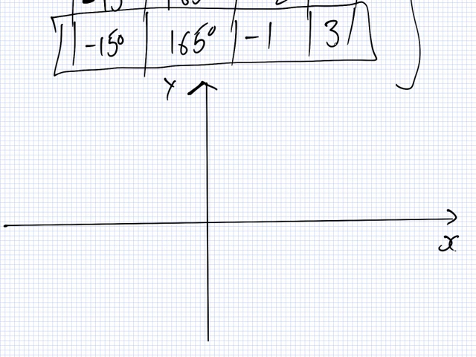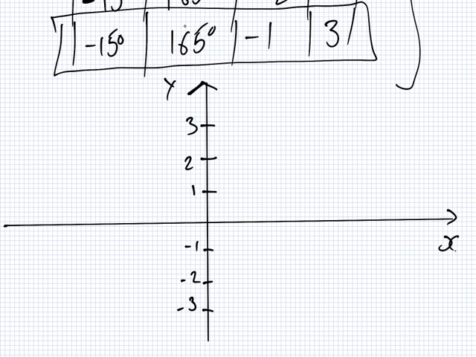Now I need to go up to 3. So I'll break this up in here, 1, 2, 3. And then this will be -1, -2, -3. Now, I start at -15 and I'm going to 165.